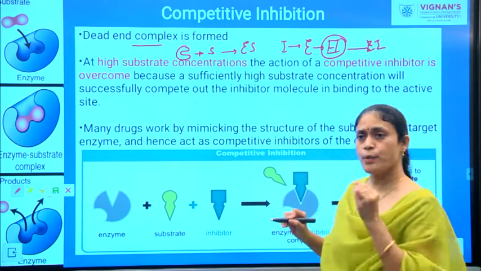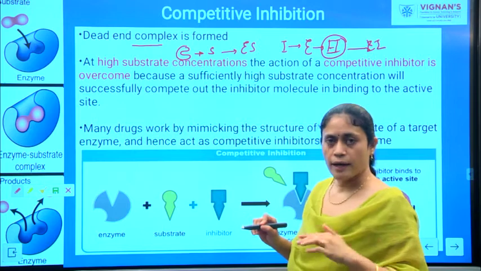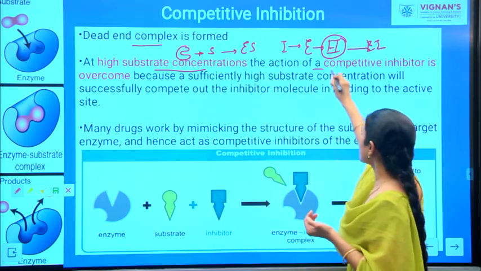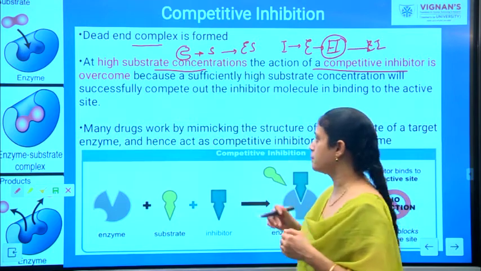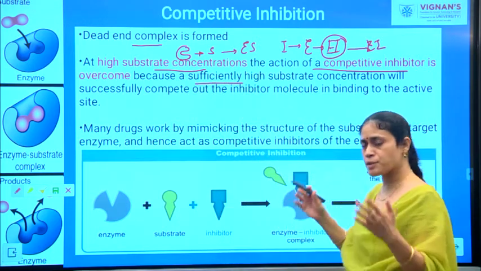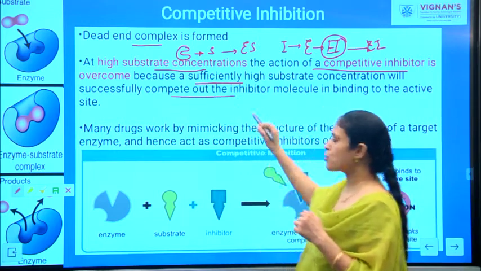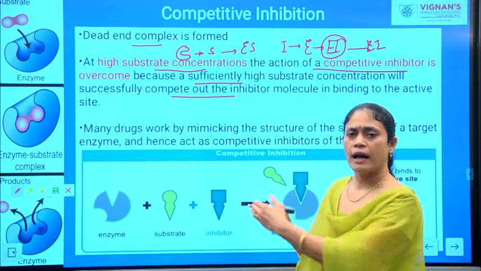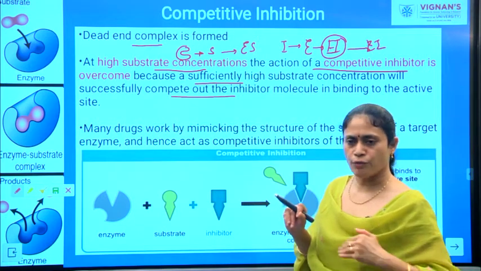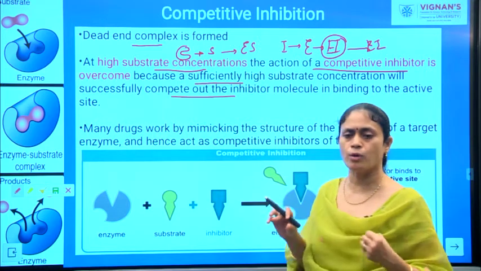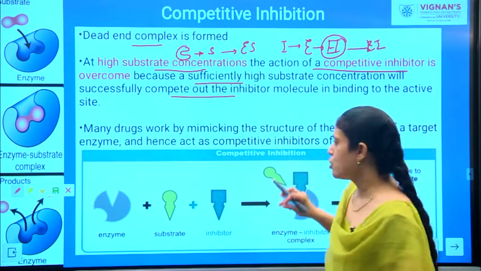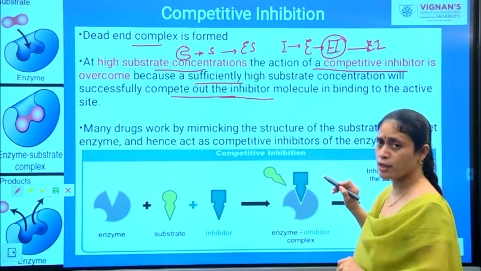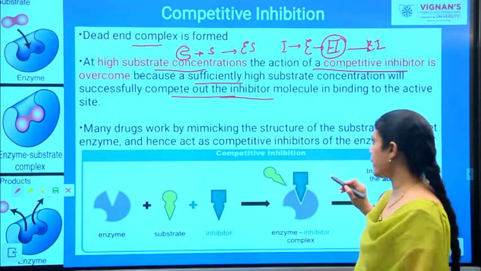But I've told you that the situation can be reverted in the presence of a high concentration of substrate. So, at high substrate concentration, the action of competitive inhibitors can be overcome, because a sufficiently high substrate concentration successfully competes out with the inhibitor. As the substrate molecules are more in number, they will be competing with the inhibitor molecules for the active site of the enzyme. So they won't allow it, or if at all the inhibitor binds, they will drag the inhibitor out and bind to the active site of the enzyme. Because of this competition between the substrate and the inhibitor in the presence of a high concentration of substrate, there is every chance that you can revert the situation.